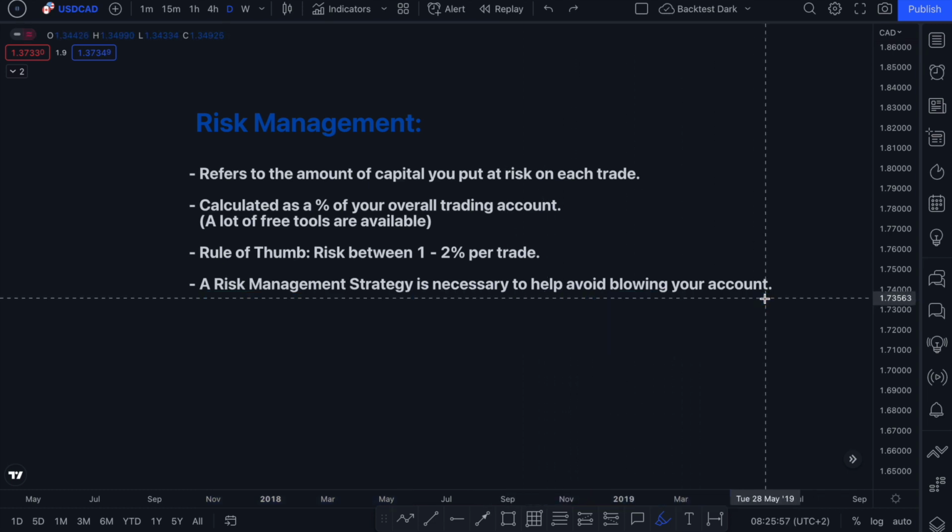So the name of the game is this. You want to keep as much skin in the game for as long as possible, okay? So let's just say you have $1,000 available to you to trade with. It wouldn't make sense to risk 50% of that $1,000 on a single trade, okay? Because if you were to lose on one trade, half of your account is gone. So what a risk management strategy allows us to do is keep skin in the game for as long as possible.